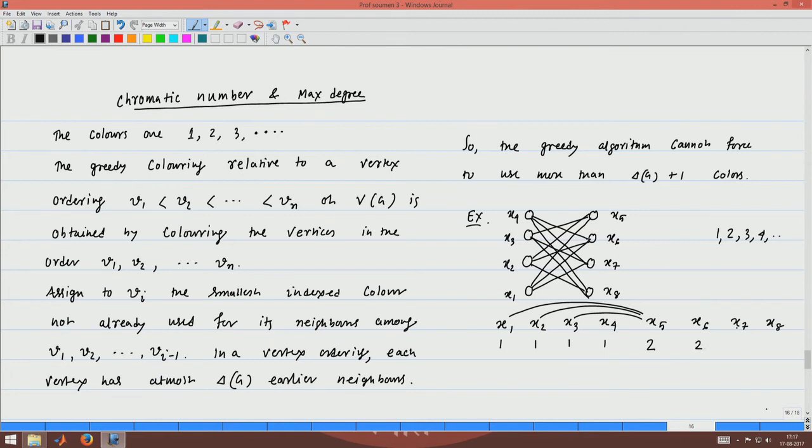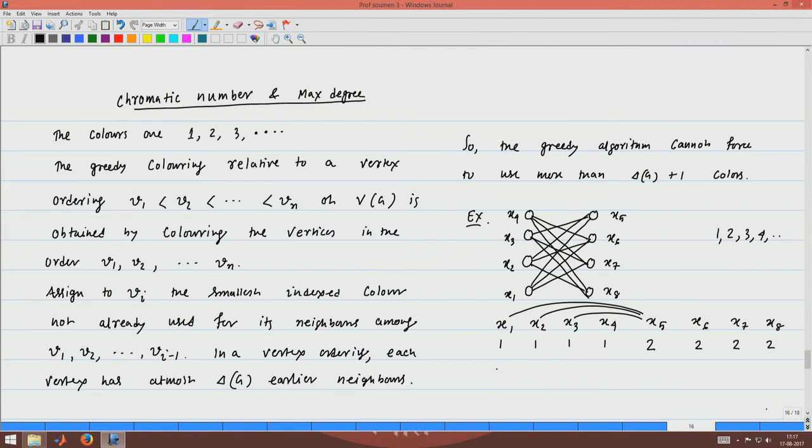Similarly, for x7, you can check that all its neighbor on the left hand side are colored 1. So, I can use color 2 for x7, and similarly for x8, I can use color 2 again, right. Now, it is good that the greedy algorithm colored this bipartite graph with 2 colors. As I said, if you change the ordering of the vertices, the required number of colors might change.